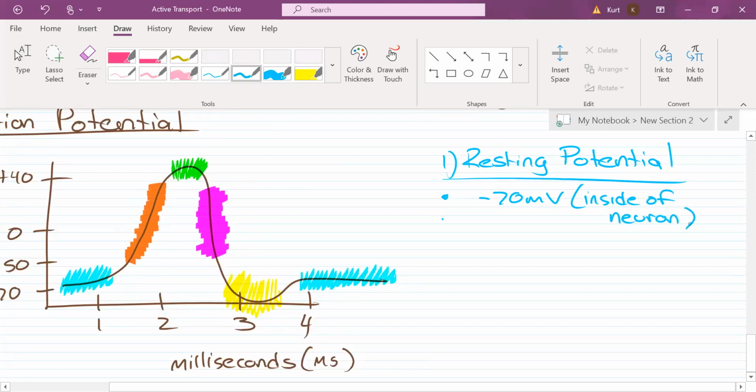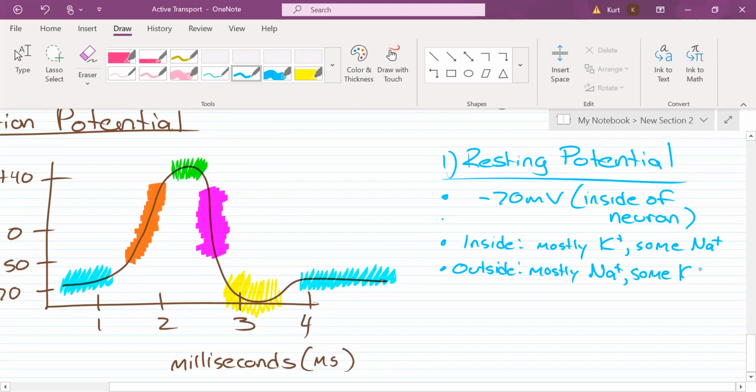You need to get it all the way up to positive 40. Right now it's negative 70, so it is resting. The inside of the neuron, when I say inside, I mean in the neuron, is mostly potassium, some sodium. Outside, mostly sodium, some potassium. Okay? That's pretty much it. You're resting. You're relaxed. Your nervous system is not stimulated.